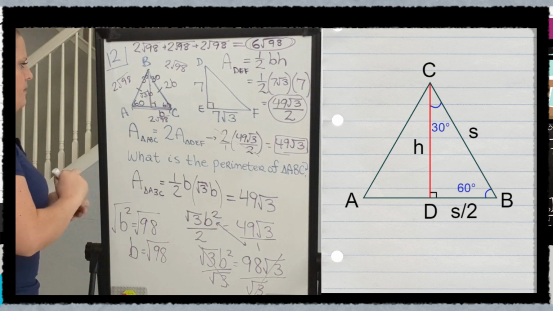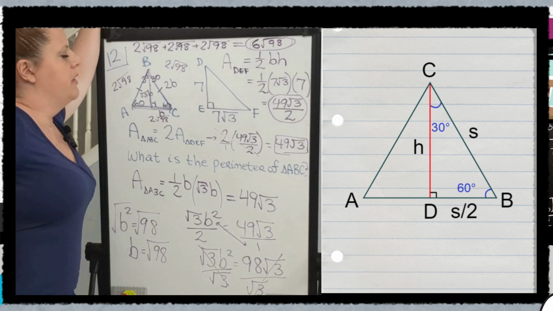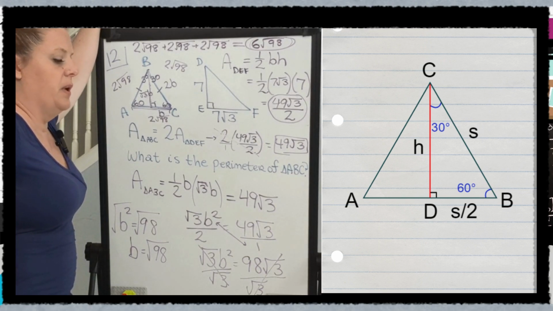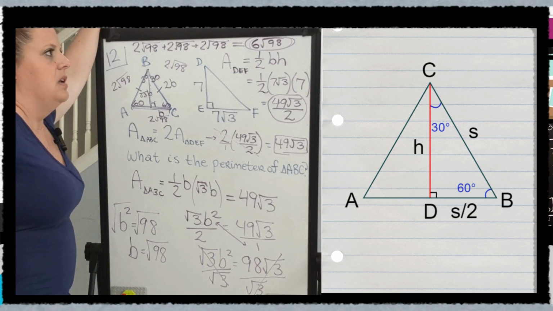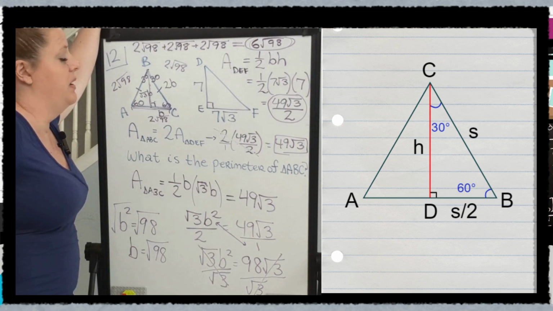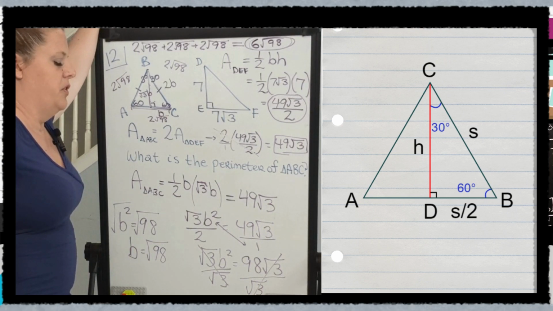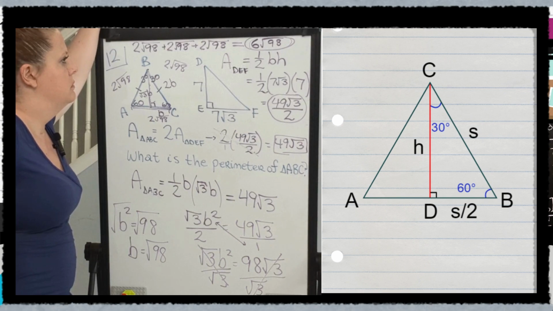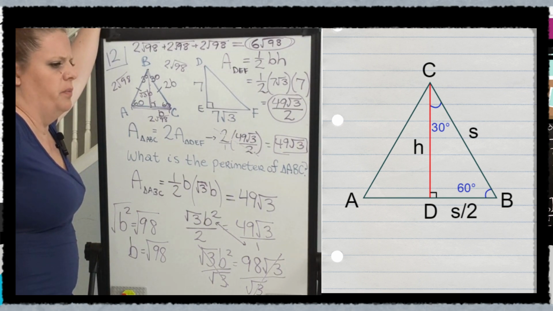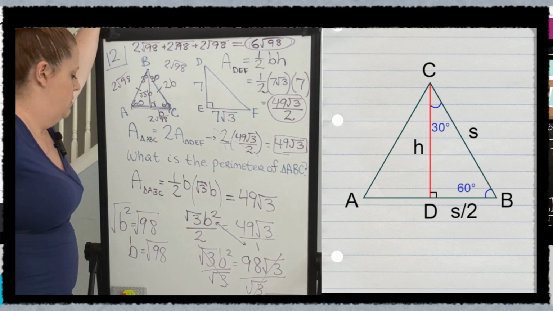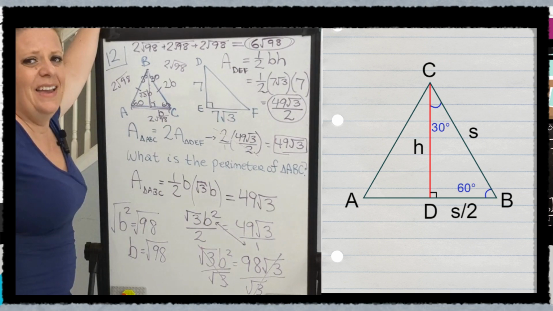I'm thinking of perfect squares that could possibly go into it. So, 4 does not, 9 does not, 16 does not, 25 does not, 36 does not, 49, oh, well, duh.